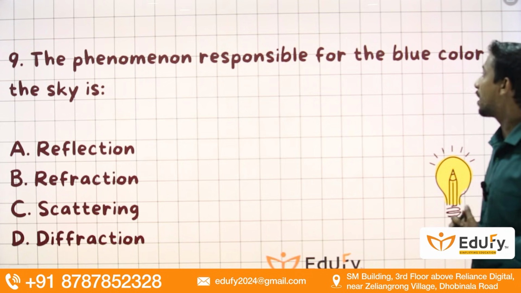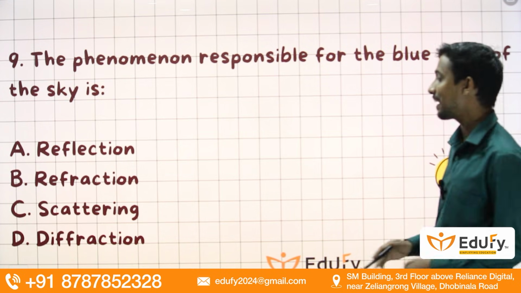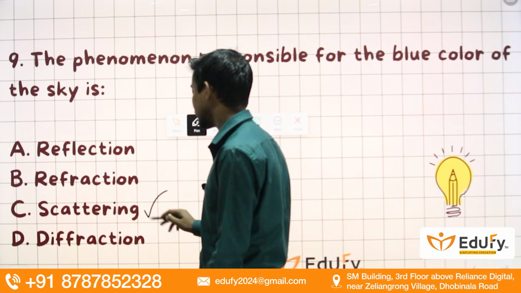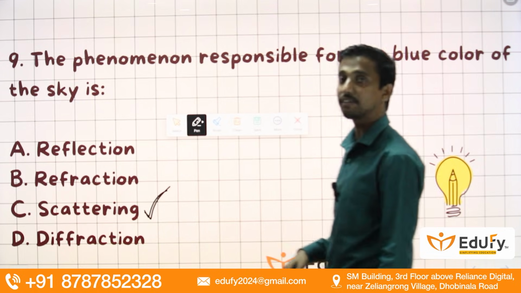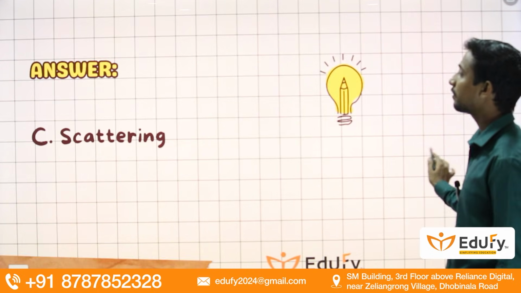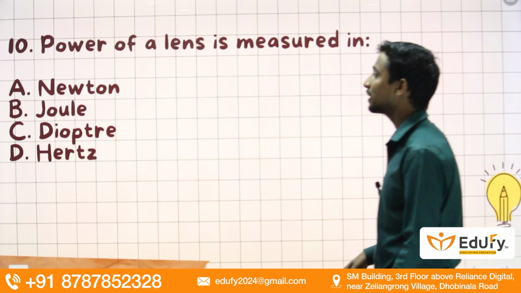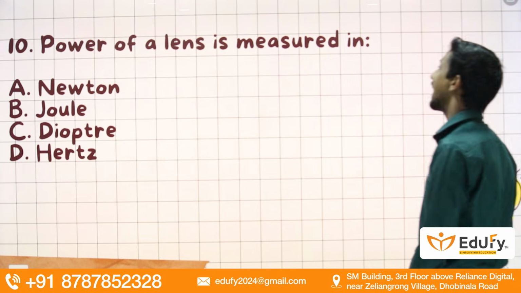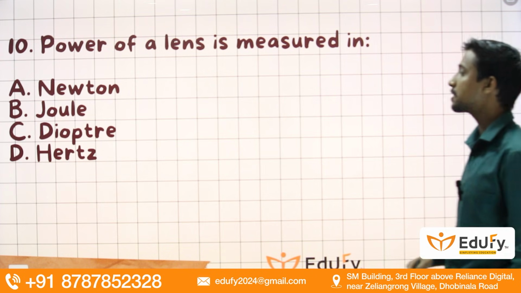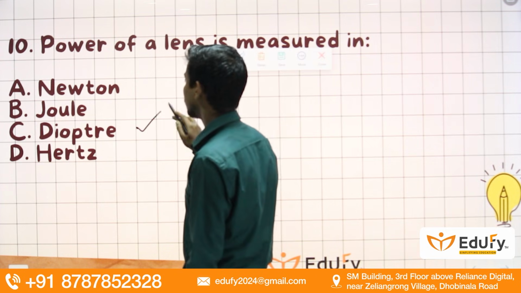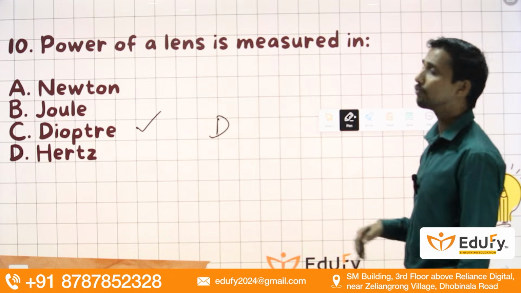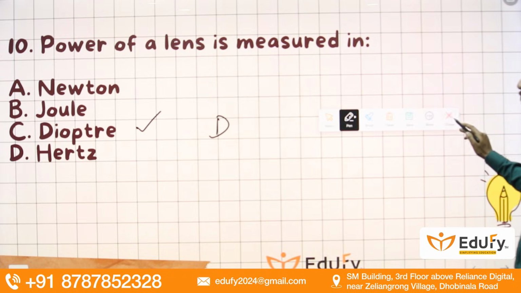The phenomenon responsible for the blue color of the sky is, guys, due to the scattering of light. The blue color of the sky is due to the scattering of light. Moving towards the next question, power of the lens is measured in diopter. Diopter is the unit in which the power of the lens is measured.